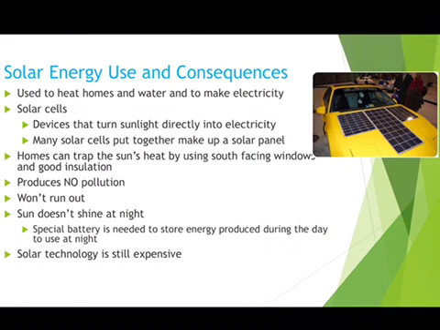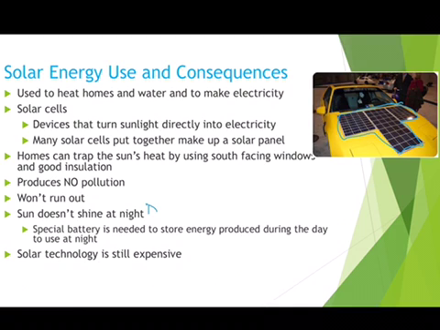Solar energy is used to heat homes and water in order to make electricity. We can use solar cells, and these are the devices like here on this car that turn sunlight directly into electricity. When we put many of these solar cells together, they make up a solar panel. Homes or houses can trap the heat of the sun by using south-facing windows and good insulation. Using solar energy to heat homes, or not even just to heat homes, but to make electricity, produces no pollution, and it won't run out.